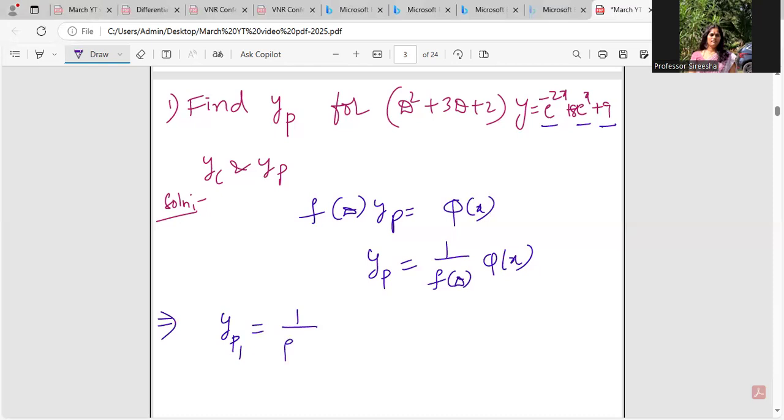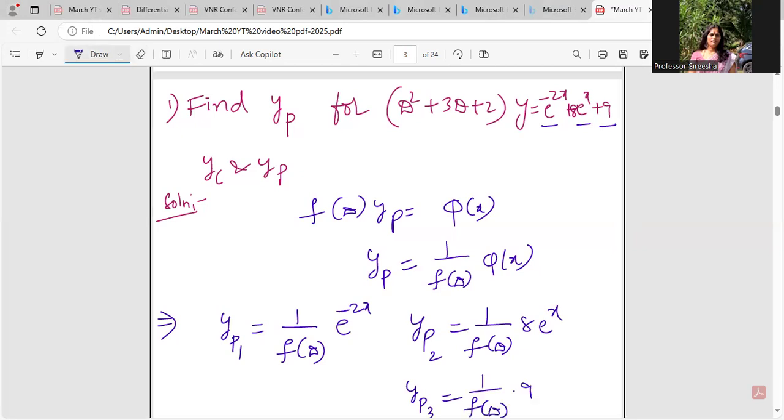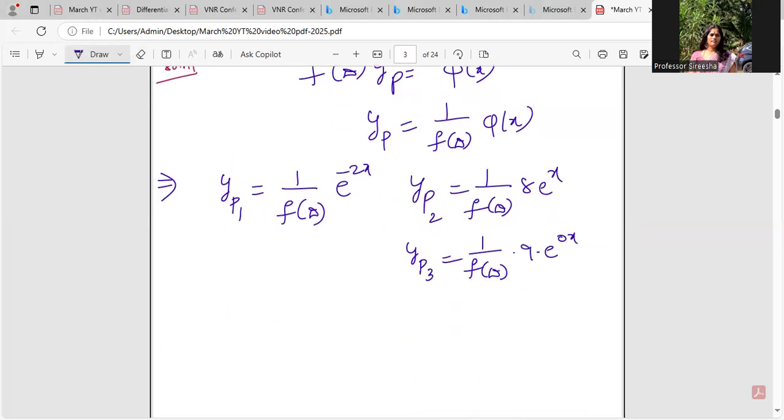yp1 would be 1 by f of d into e power minus 2x. yp2 would be what? 1 by f of d into 8 e power x. And yp3 would be what? 1 by f of d into 9. I can write 9 as e power 0x now, guys. So let me first find out yp1. What's that? 1 by d square plus 3d plus 2 into e power minus 2x.